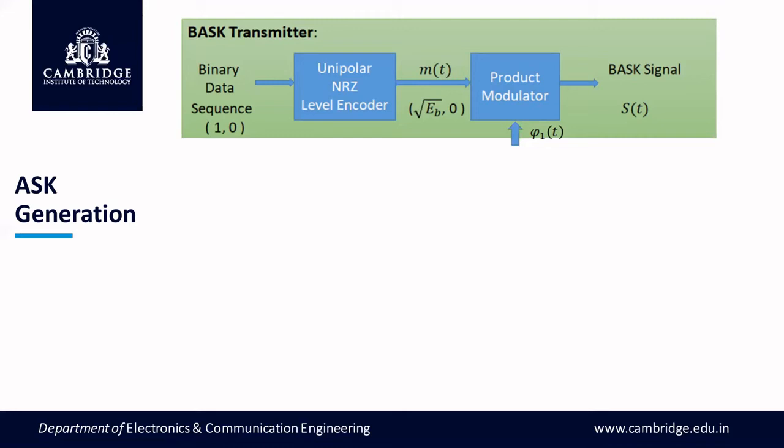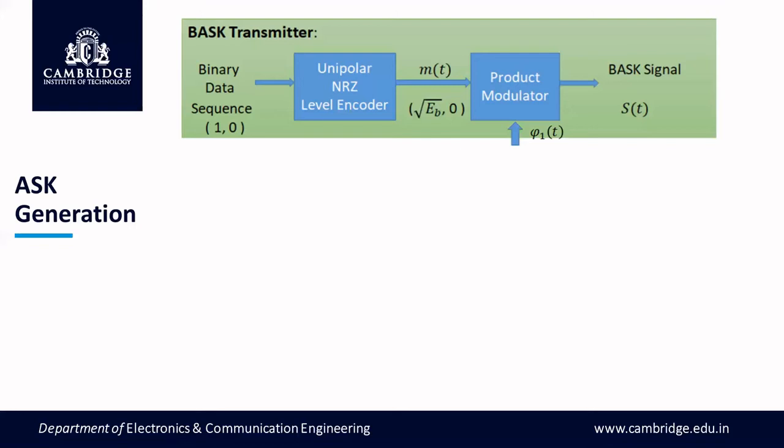And this particular output of this encoder is denoted as M of t. The message value root EB by 2 is taken for comparison. M of t has two values, root EB and 0, which is applied to a product modulator, which multiplies this M of t with the basis function phi1 of t so that we get the ASK signal.